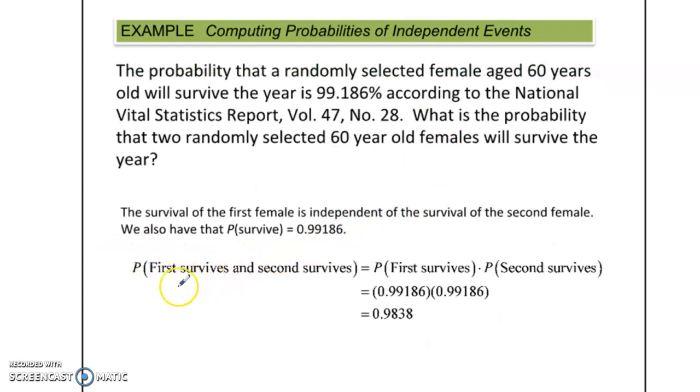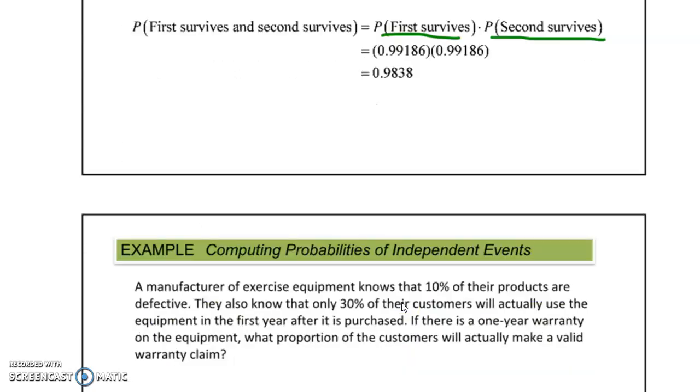The probability that the first woman survives and the second woman survives is going to be equal to the probability of the first times the probability of the second. We're able to use this because the survival of the first female is independent of the survival of the second female. So we're multiplying those two together and get 0.9838. It's still a very high chance.